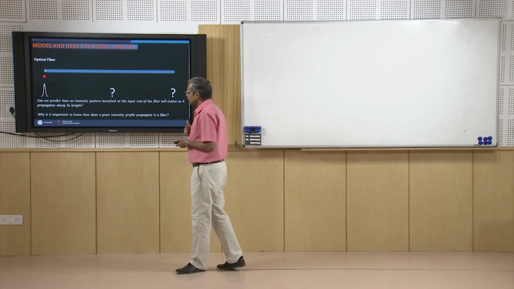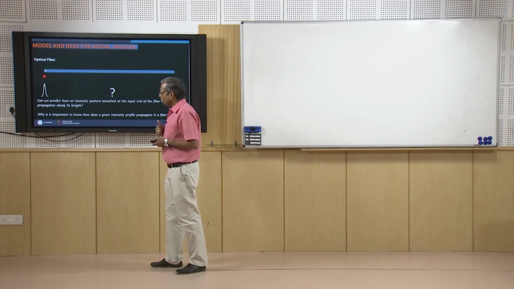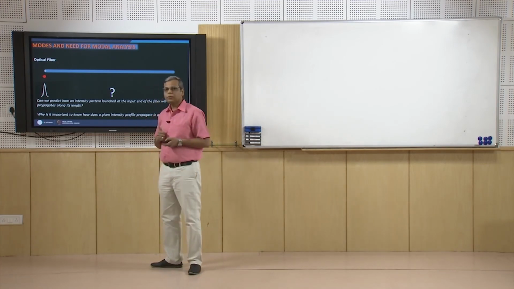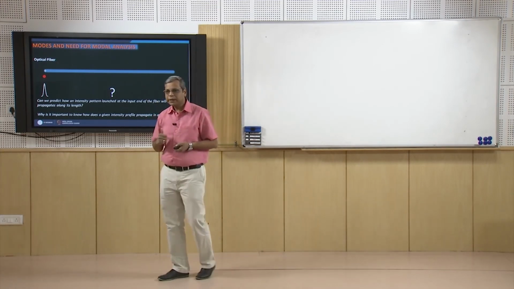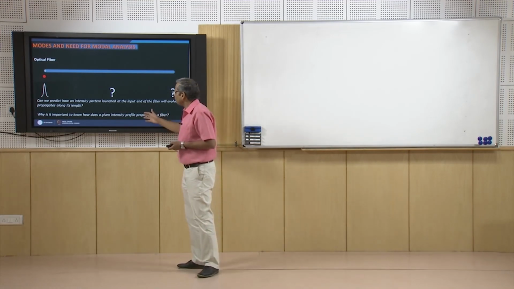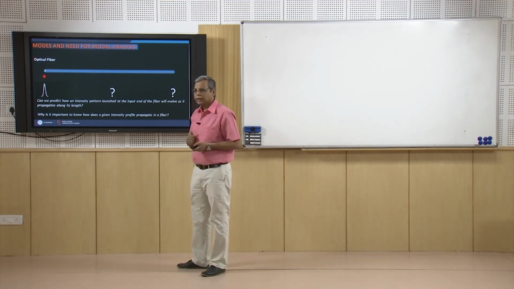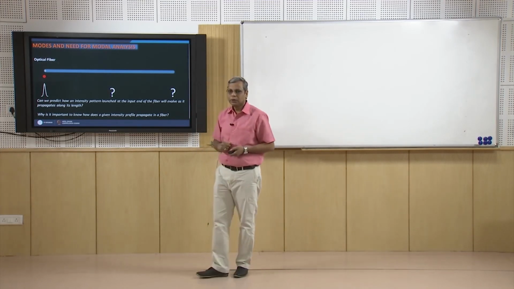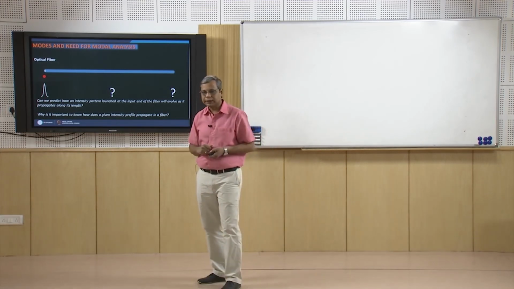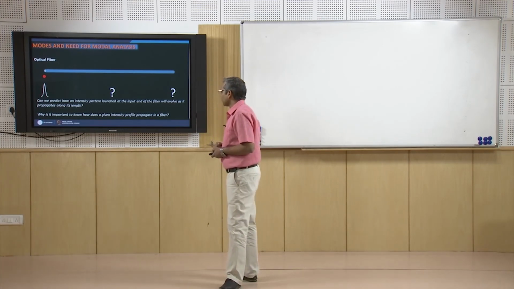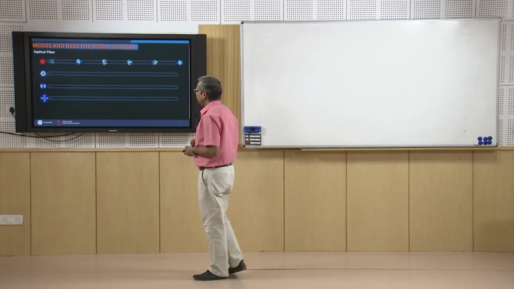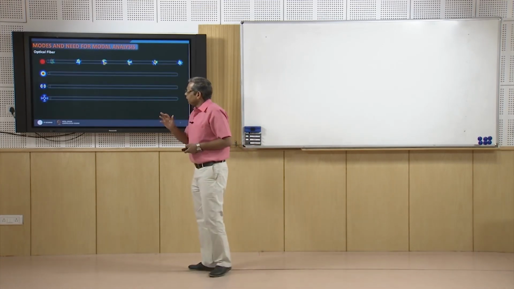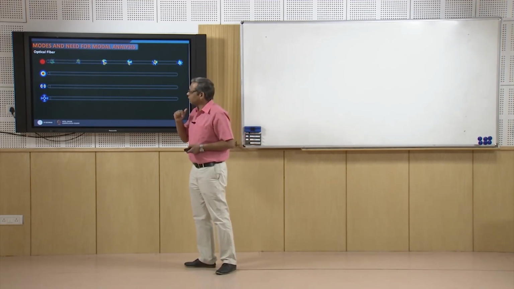And another question is, why after all is it important to know how this intensity profile propagates in this fiber? Why is it necessary to know the evolution of the intensity pattern in the fiber? So let me see how it happens.